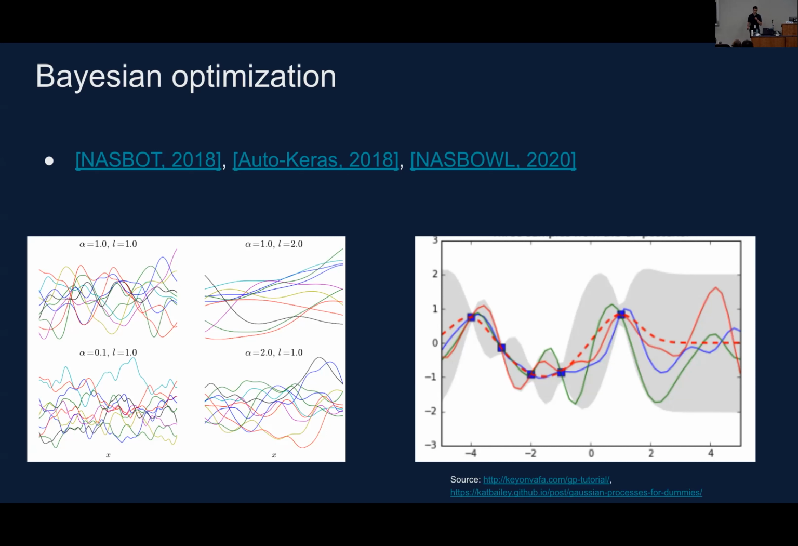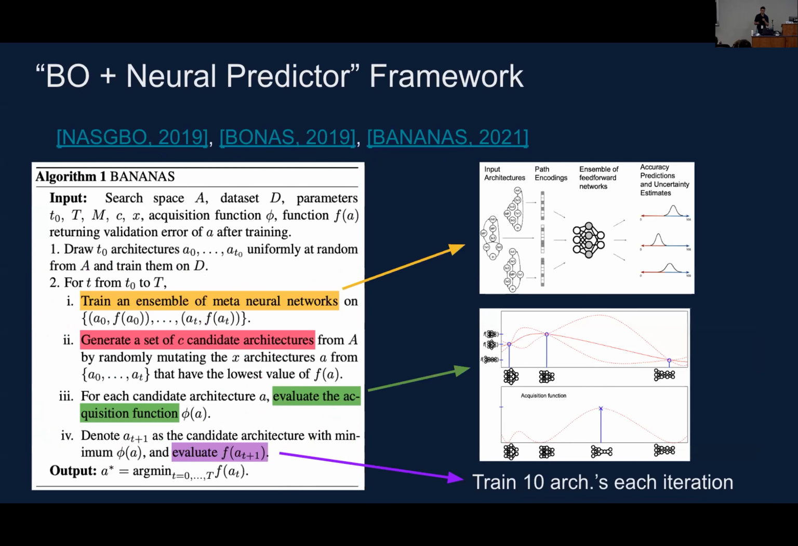Bayesian optimization is mostly used with a Gaussian process as the predictive model, but this does not scale well to high dimensions or high number of data points. So what people have done recently is to replace the Gaussian process with a neural network. And so now I'll explain what I mean in a bit more detail, so we're all on the same page.